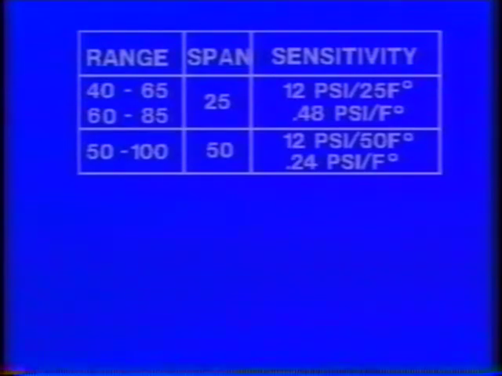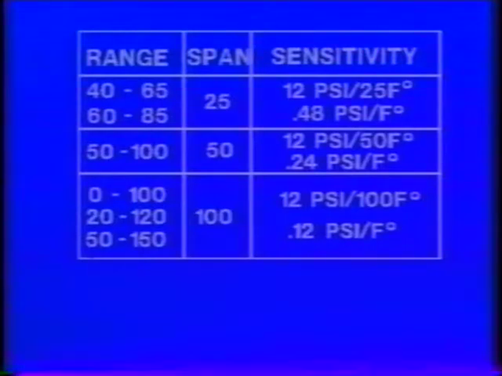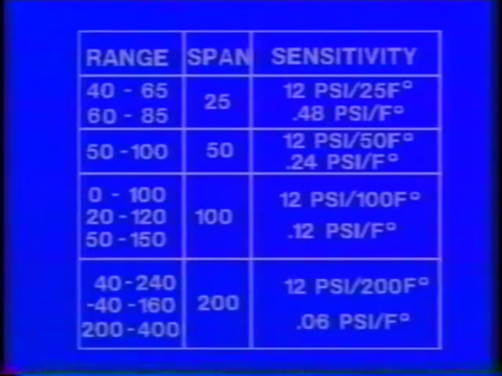In this category, we again take 12 psi of pressure change divided by, this time, 50 degrees of temperature change, or 0.24 psi per Fahrenheit degree. In this category, 12 psi divided by 100 degrees of temperature change, which gives us 0.12 psi per Fahrenheit degree. And finally, in this category, 12 psi divided by 200 degrees of temperature change, or 0.06 psi per Fahrenheit degree sensitivity.